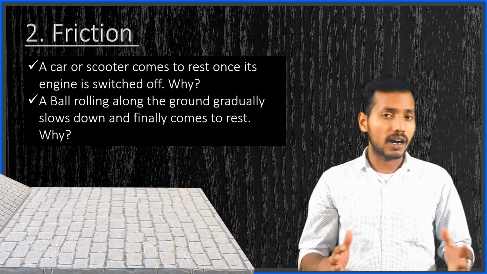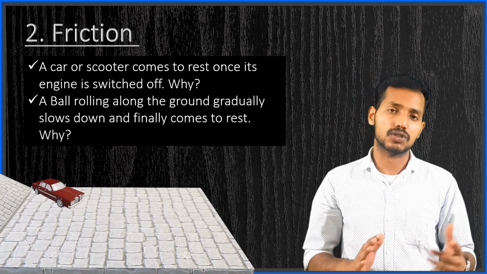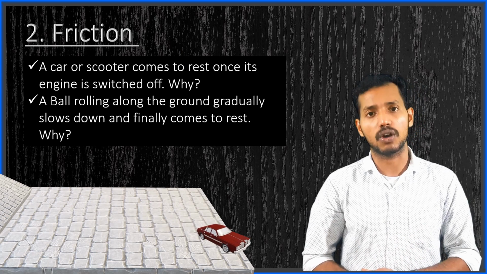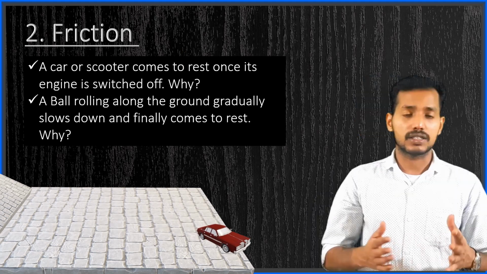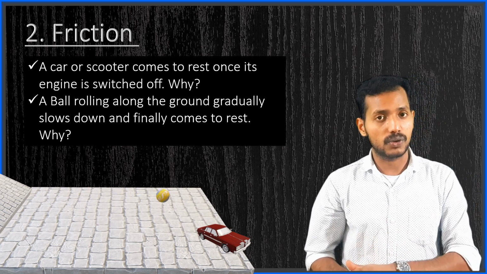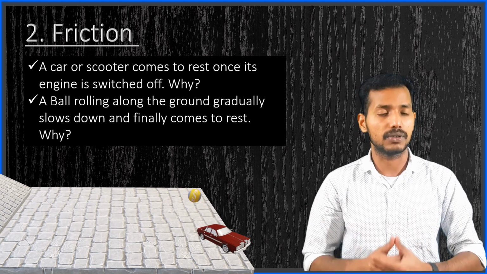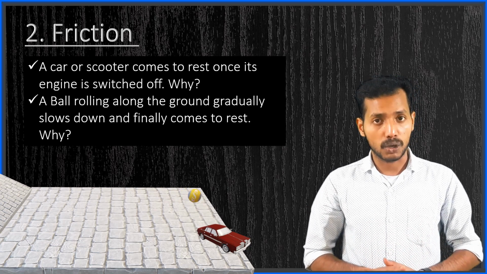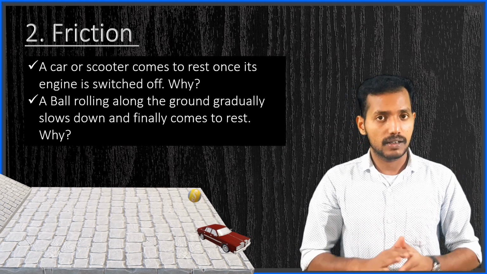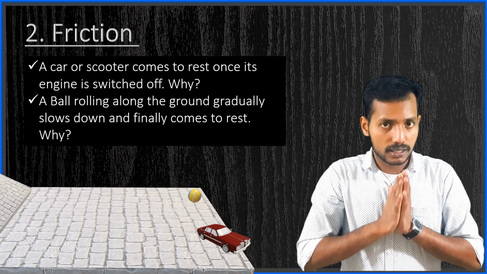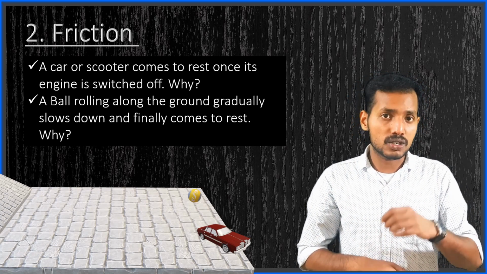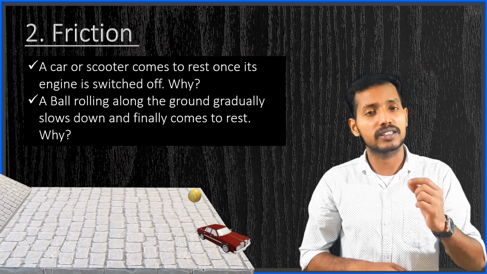Did you notice that a car or scooter will come to rest if the engine is switched off? Why does this happen? Similarly, a ball rolling on the ground gradually slows down and comes to rest. Whenever we switch off the engine of a vehicle, slowly it comes to rest. An object coming to rest means there is a change in its state of motion. To change the state of motion, some force should be applied.